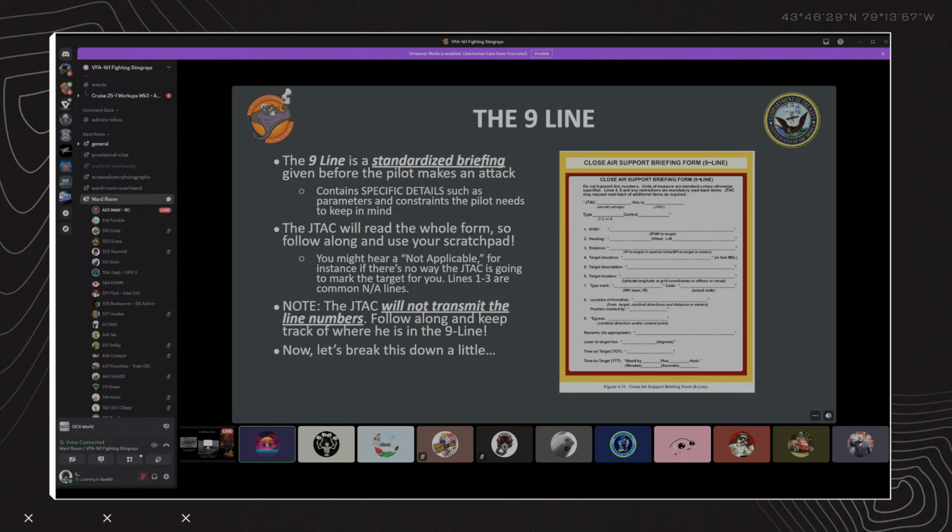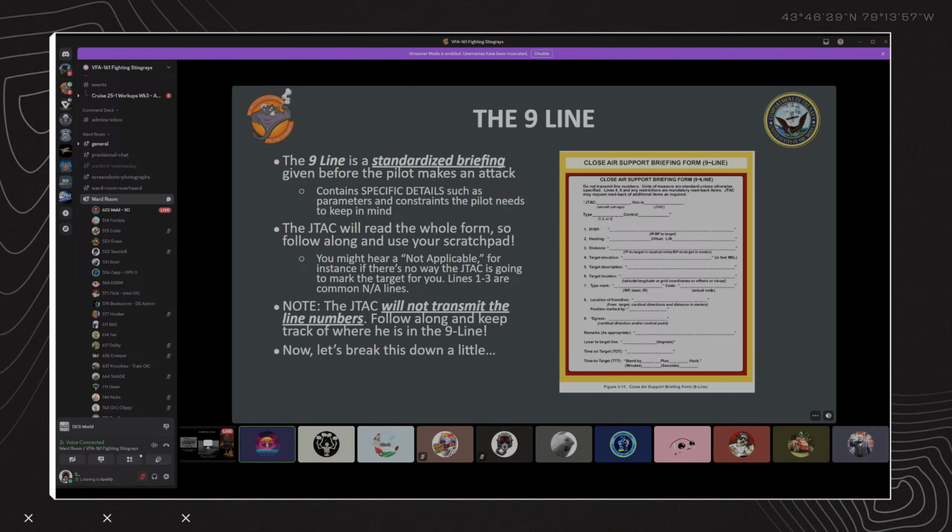We have human JTACs today, so I think this mostly applies to the DCS ones, if I remember, when we were testing this. But we'll have a human JTAC today. The JTAC would not transmit the line numbers, so you just gotta follow along and keep track of where you are in the lines. They're not gonna say line 1, line 2, line 3. No, they're just gonna give you everything, and then you just have to fill in the blanks as they give it to you.